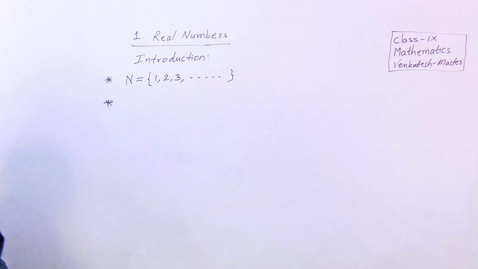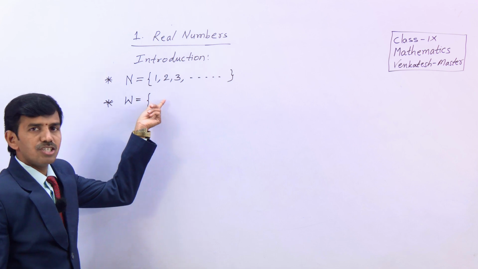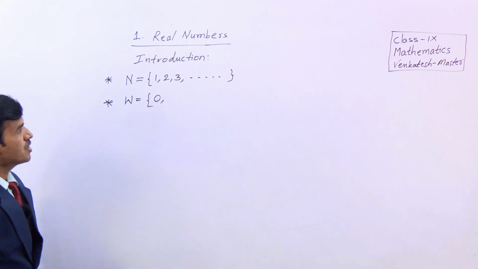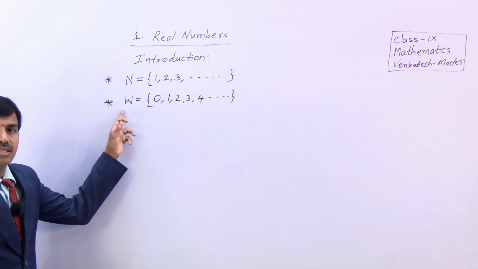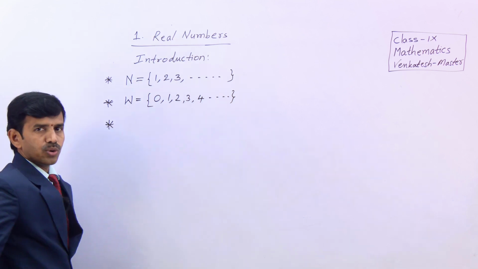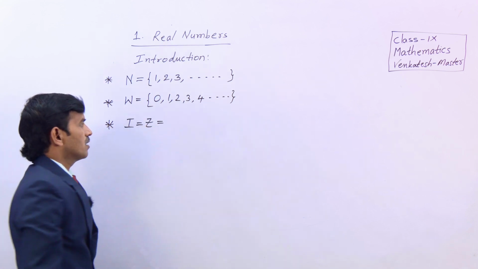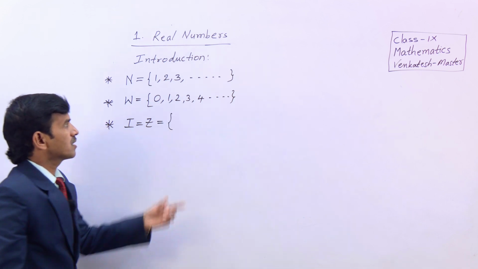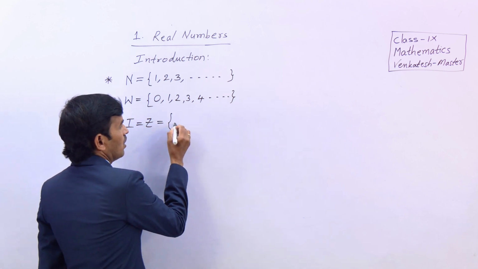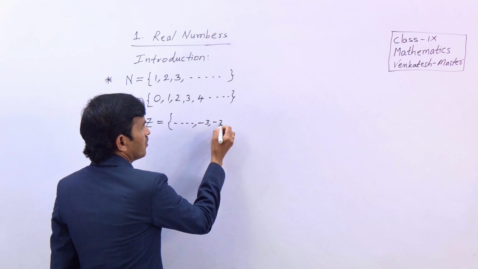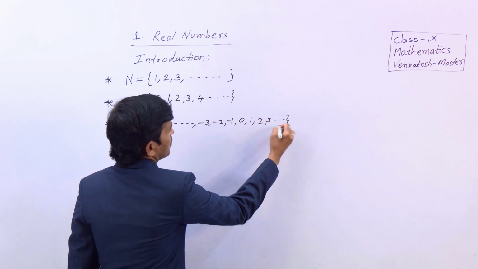Now the next set is the set of whole numbers. What is that set? In the set of whole numbers, besides natural numbers, there exists another element, that is nothing but 0. The set of natural numbers including 0 is called whole numbers. It is denoted by the starting letter of whole numbers, W. The next set is integers, or Z. It consists of whole numbers along with negative numbers as well. So this set is called integers, that is minus 3, minus 2, minus 1, 0, 1, 2, 3 and so on.